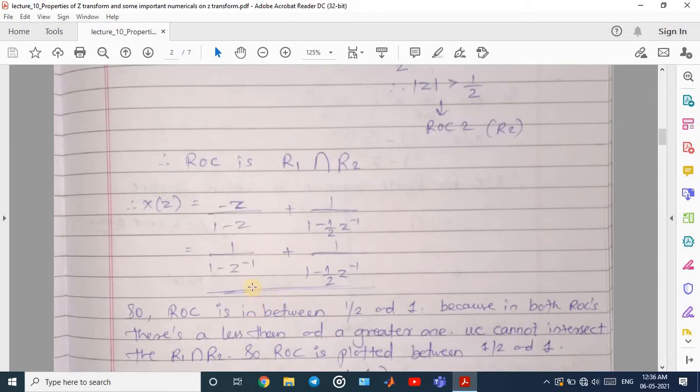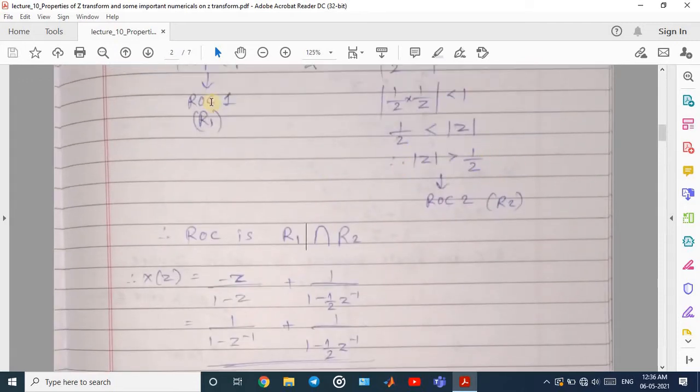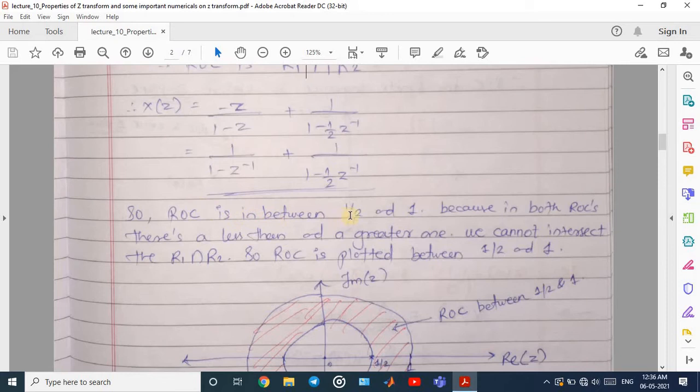For example, this is simplified as 1 upon 1 minus z inverse, plus this as it is. So the ROC is the intersection of R1 and R2. So it will be in between half and 1. ROC is in between half and 1 because in both the ROCs there is a less than and a greater than one. We cannot intersect R1 and R2. So ROC is plotted between 1 half and 1.